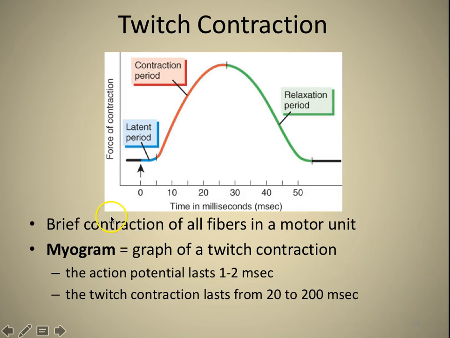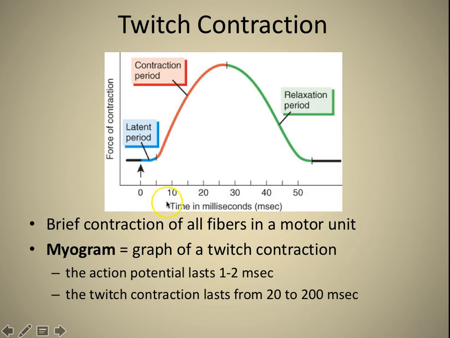All right, let's take a look at this graph. What we're talking about here is a contraction of all the fibers in a motor unit. On the y-axis we have the force of the contraction, so as we go up, the force increases. And on the x-axis we have time. So here's zero time, and then as we go.